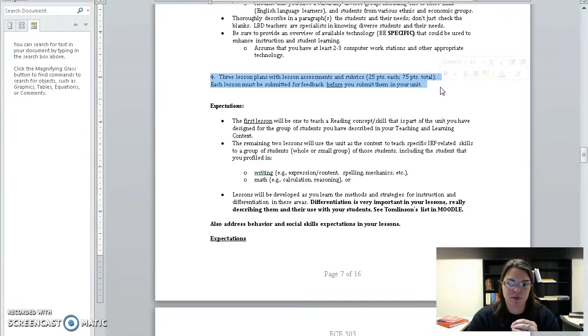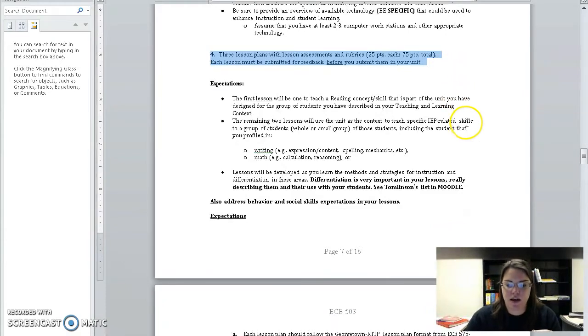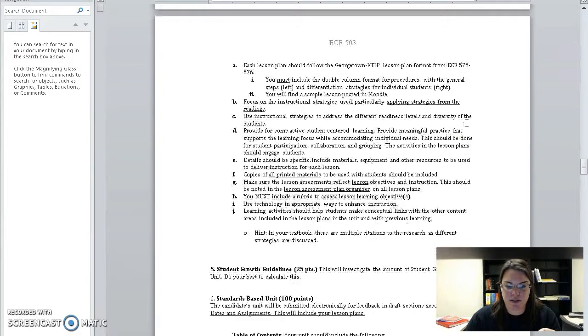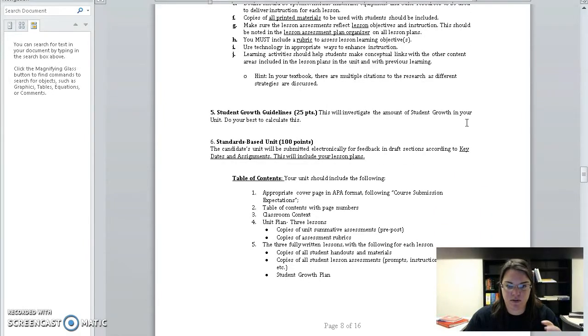So you'll get your classroom context and 3 lesson plans, you get feedback, you get to edit those, and compile them all together in a nice little unit plan, and that's the same thing that's due at the end of the semester. So it all is a puzzle piece that you work on throughout the semester. You're going to have 3 lesson plans: a reading, a writing, and a math one. And the expectations are listed here on the syllabus and will be graded throughout.